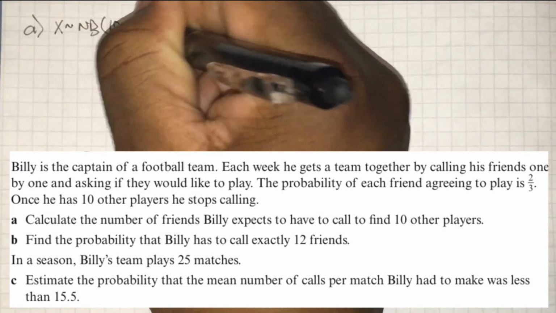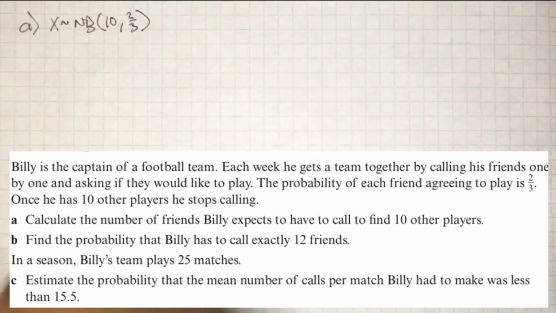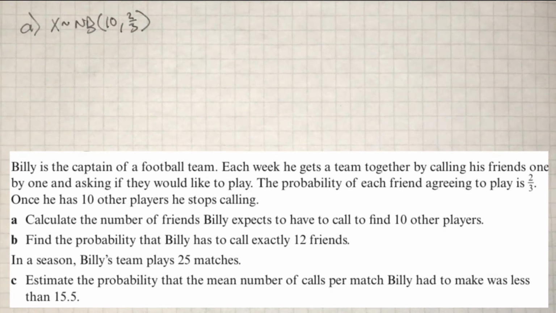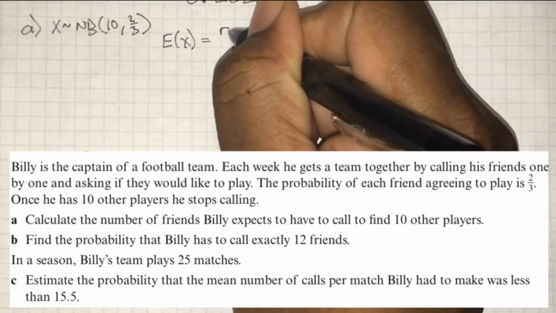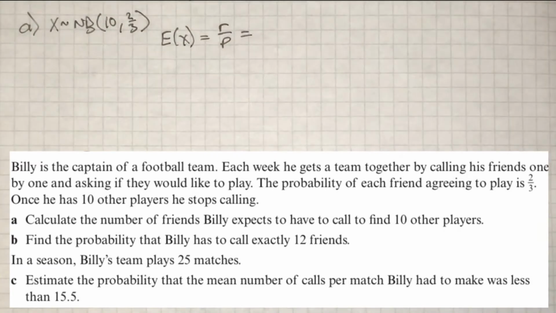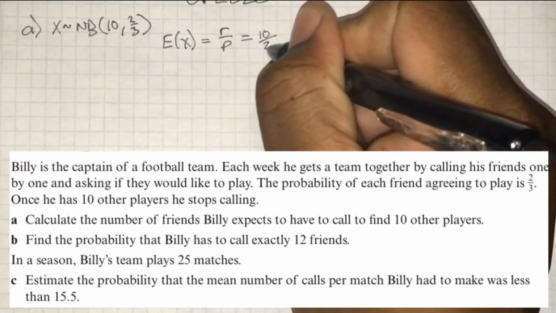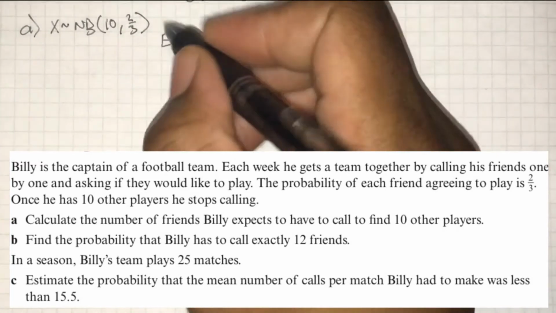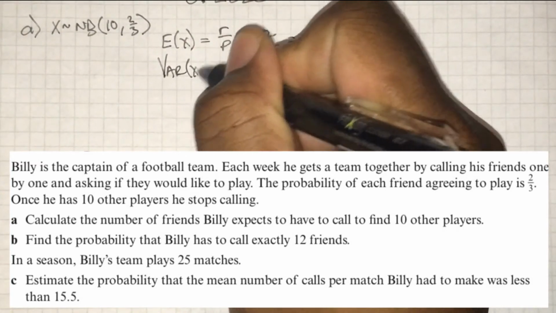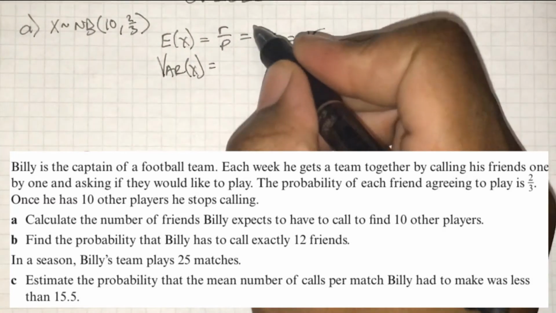So firstly, we've been asked to calculate the number of friends we would expect Billy to have to call to find 10 other players. Really just been asked for the expectation. The expectation of a negative binomial distribution is r over p, the number of successes that we want divided by the probability. So in this case, that's 10 over 2/3, and rearranging, simplifying, punching into your calculator, any which way, we get 15.